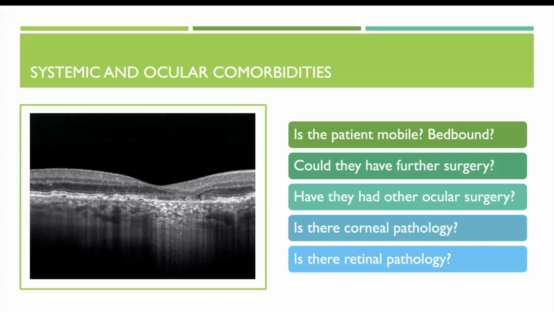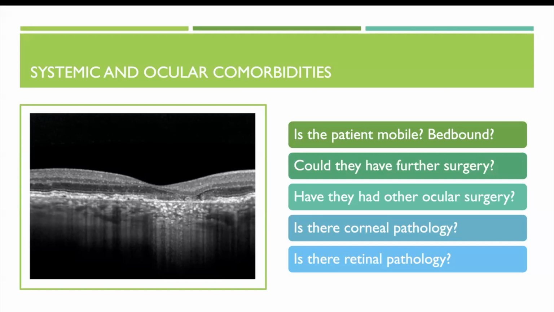Have they had any other ocular surgery? Is this a patient who's had a corneal operation? Are they somebody who has a trab in place? Is this somebody who is probably not going to be able to handle a toric lens in the eye? For example, from corneal pathology, is it somebody who has a corneal scar? Is it somebody with keratoconus?